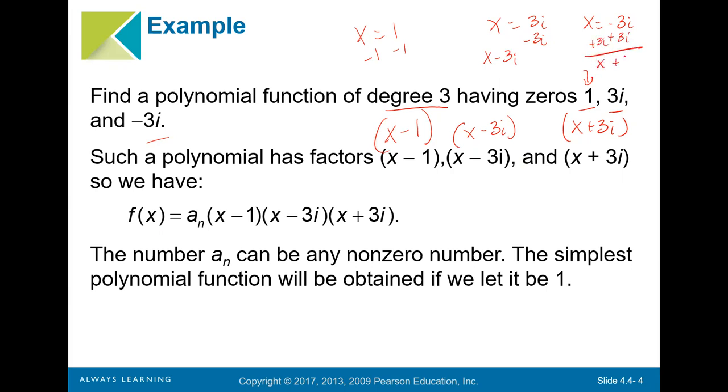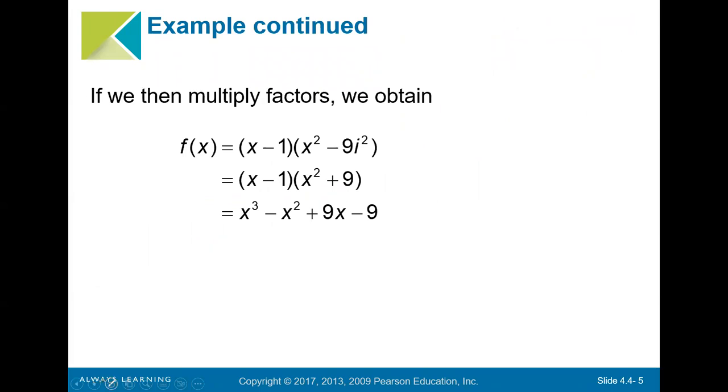Okay, and that's where they came up with this. Knowing that, now I can say my leading coefficient, a subscript n, times these factored forms, can be any non-zero number. The simplest polynomial function will be obtained if we let it be 1. Now, this is when multiple factors we obtain. So here we go. I notice this is in its factored form. This one here, we could probably do a little bit more work to it.